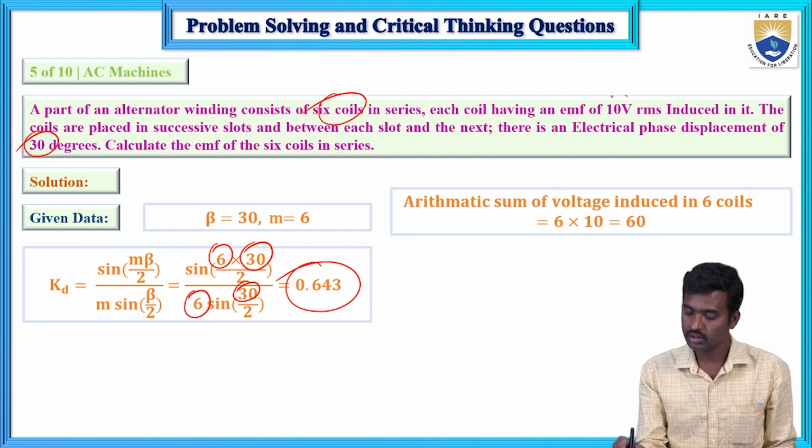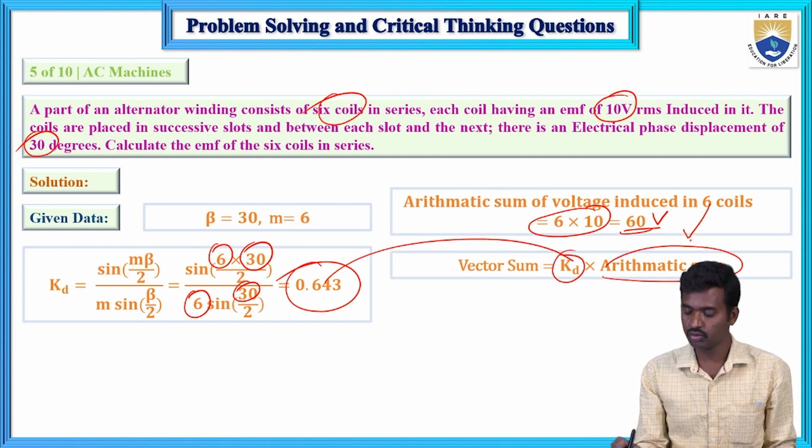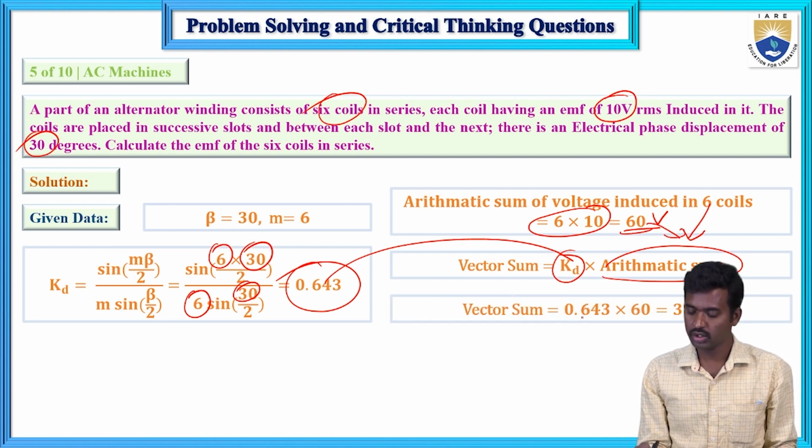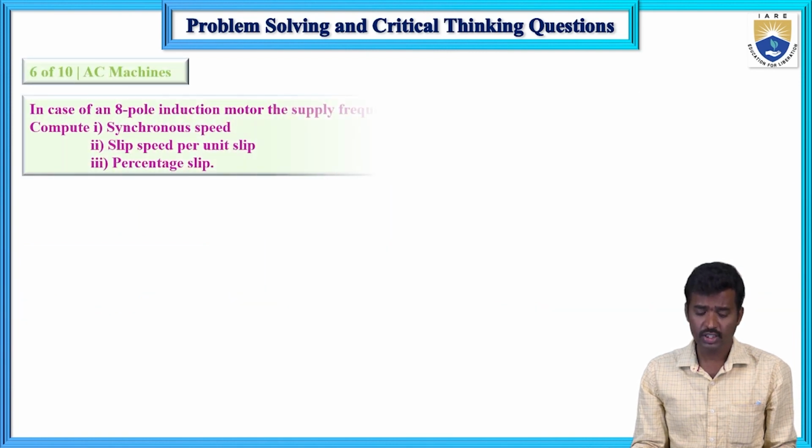Now the arithmetic sum of the voltages induced in the 6 coils is 10 into 6, which equals 60 volts. The vector sum equals KD times the arithmetic sum, so the vector summation equals 0.643 into 60, which equals 38.64 volts. Now next one, sixth problem.